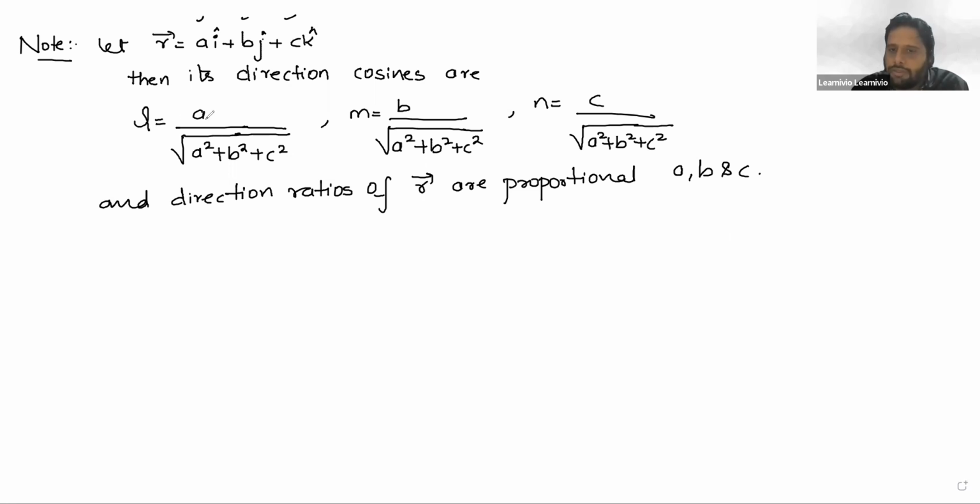So you know that if a is the direction ratio, then what will be the direction cosine? We have done this formula yesterday only. So I hope this is clear to you. If a vector is given and you need to find the direction cosine, use this. So this is the first point.